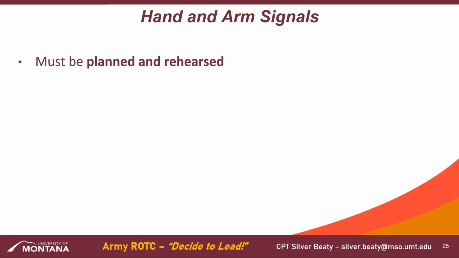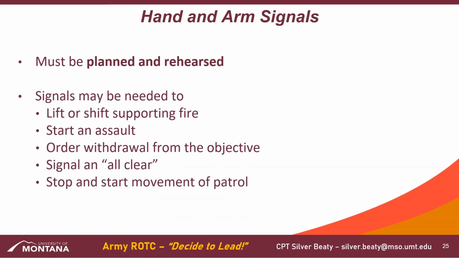So talking about hand and arm signals, of course we have to plan and rehearse these. Why? Because we need to make sure that everybody actually understands what that signal means. There are a lot of them, so it is very important that your group, your element, team, squad, platoon, etc. is all on the same page, following the same expectations, SOP maybe, and that you've rehearsed these so that when you see them, you immediately know what they mean.